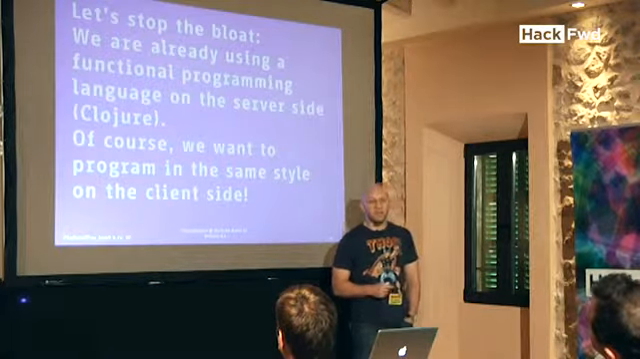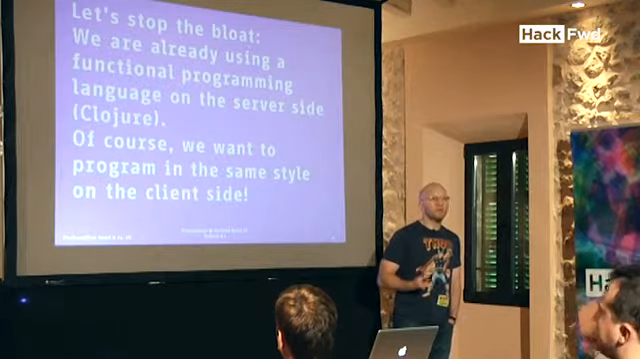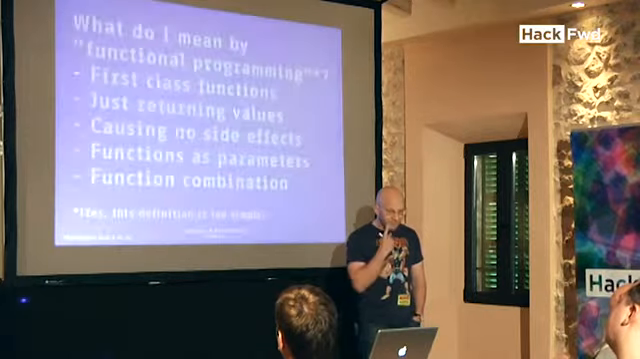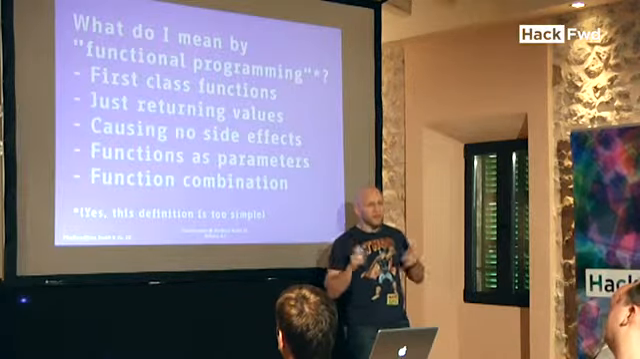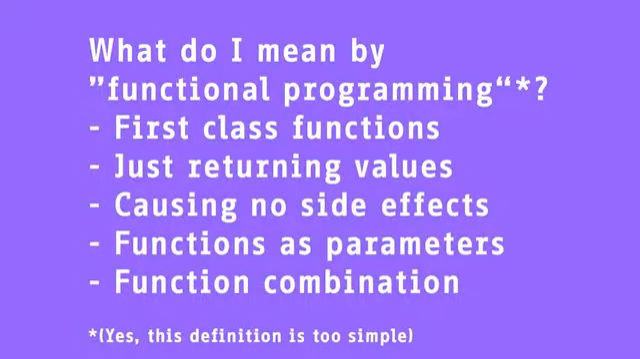At Deadline, we are already using functional programming on the server side. So of course we wanted to write in the same style on the client side. So what do I mean by functional programming? You can start flame wars on this, but just to make things short, you have first-class functions that are just returning values. So when you put in the same set of parameters, you get the same value back. They're not causing any side effects.